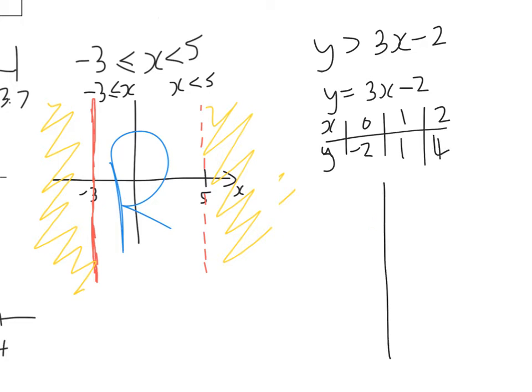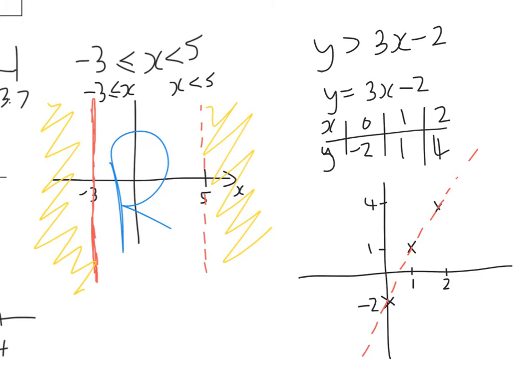Now, you could do a lot better job than me on this. But you're going to plot 0, minus 2 along the corridor 0 down to minus 2, 1, 1, and 2, 4. And it's a straight line. It's going to be dashed, however, because there's no equals in that inequality.